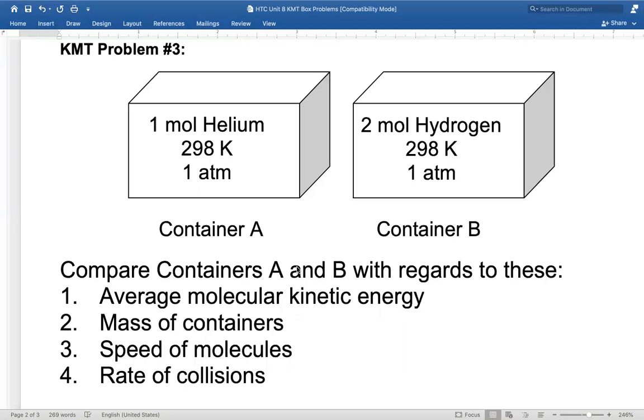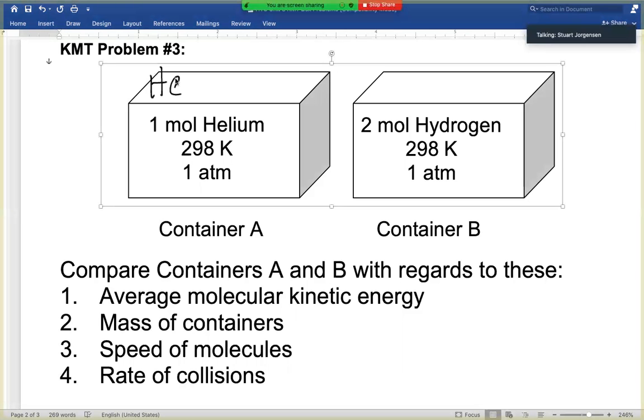Hopefully you paused it, gave this a shot. There's a lot to analyze here. We got helium, which is just our He, average atomic mass of approximately 4 grams per mole. Hydrogen is H2. Watch out for your diatomic. It's going to be 4.016 grams per mole. That is mean. But there's 2 moles worth. Oh, okay, that's great.